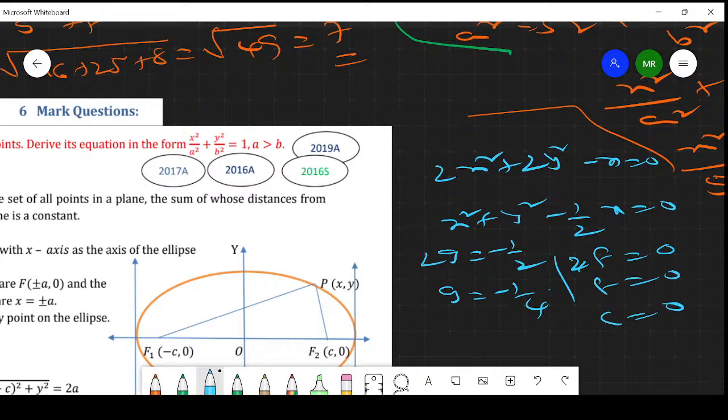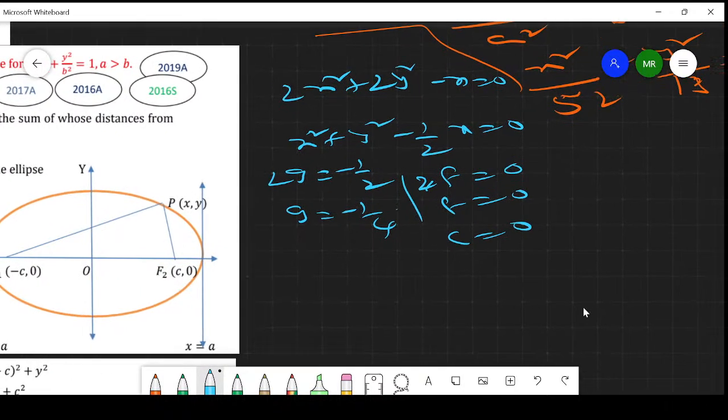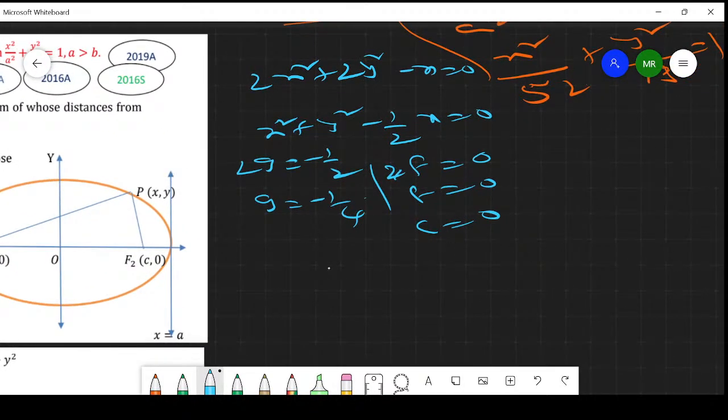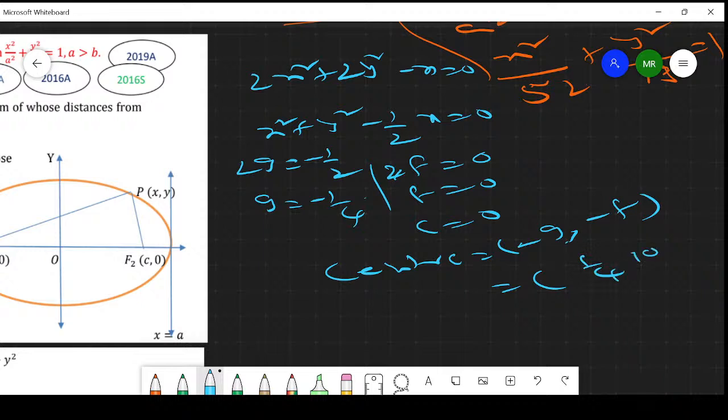c is also 0. Then they are asking for the center. When they ask for the center, the formula is minus g comma minus f. This is one of the questions they may ask; this is the possibility I am telling you here. Minus g, minus f will be 1 by 4 comma 0.